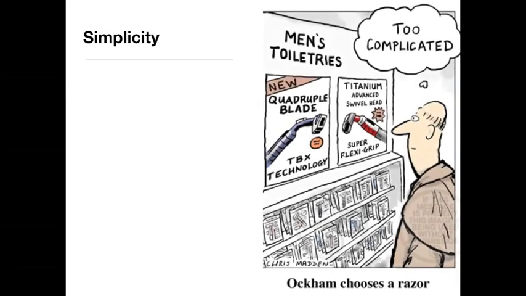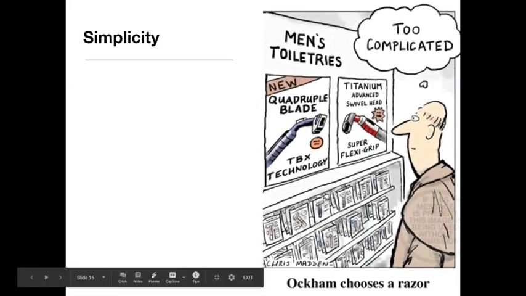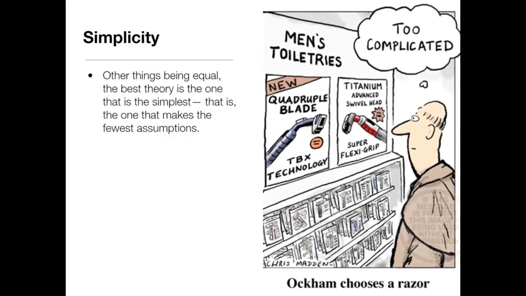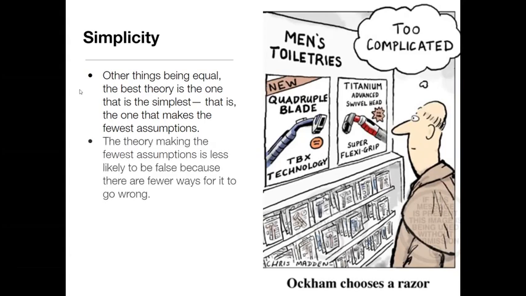Okay, simplicity. Here's an Occam's razor joke for you. As I said, other things being equal, the best theory is the one that is the simplest, that is, the one that makes the fewest assumptions. Not necessarily, right? But that's why I said other things being equal. We tend to prefer, for good reasons, simpler explanations. And the theory making the fewest assumptions is less likely to be false because there are fewer ways for it to go wrong. So again, the car battery is dead versus the Rick and Morty explanation. In the latter case, we have to make a whole host of assumptions versus the car battery being dead.